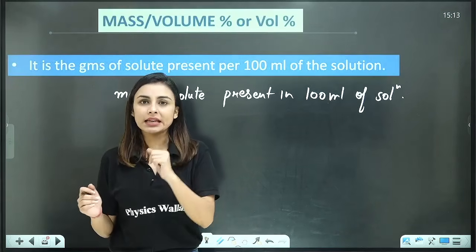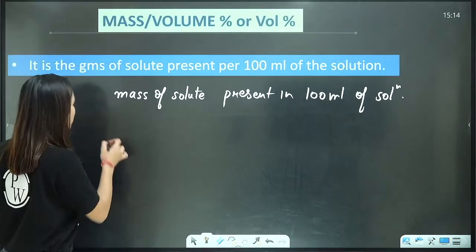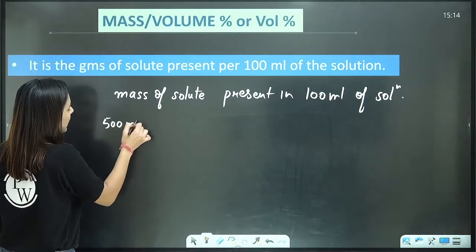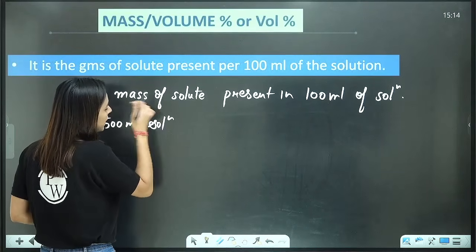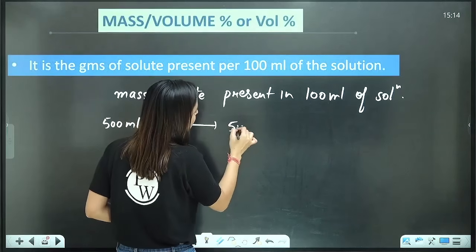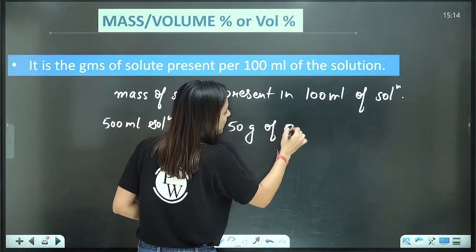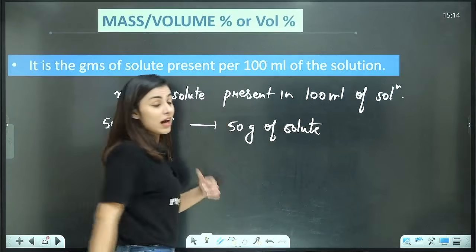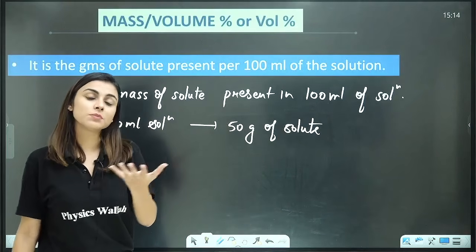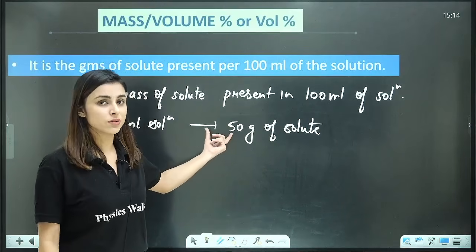Okay, let us say, I'll give you an example. I have a 500 ml solution in which I have 50 grams of solute. Now I want to know what is the mass by volume percentage of this particular solution.